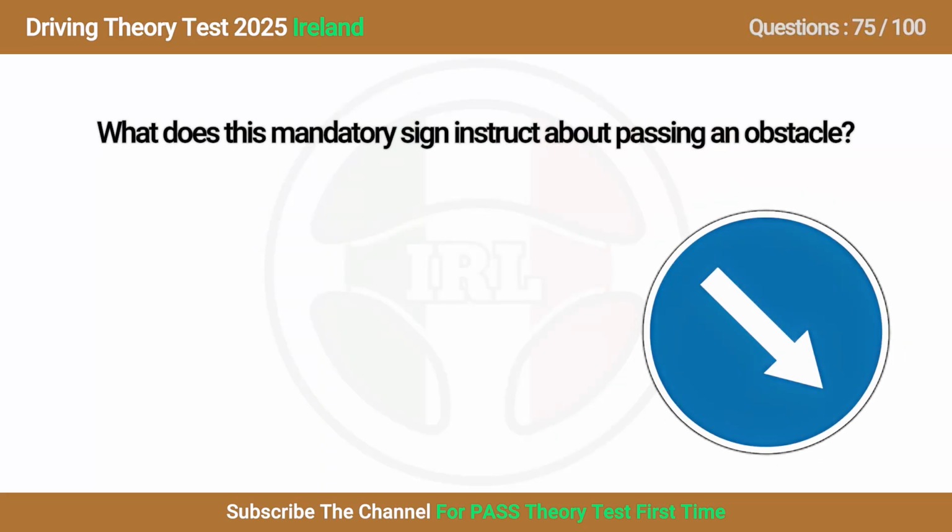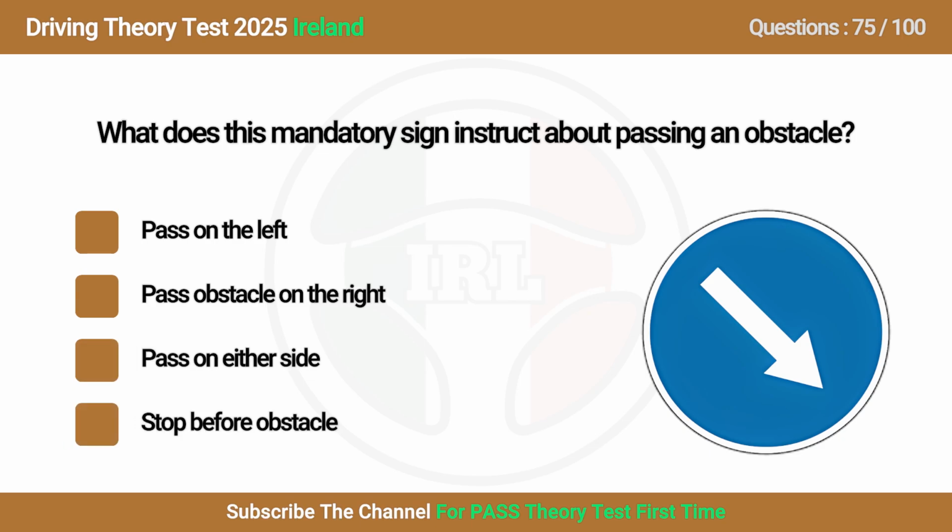Question 75. What does this mandatory sign instruct about passing an obstacle? A. Pass on the left. B. Pass obstacle on the right. C. Pass on either side. D. Stop before obstacle.